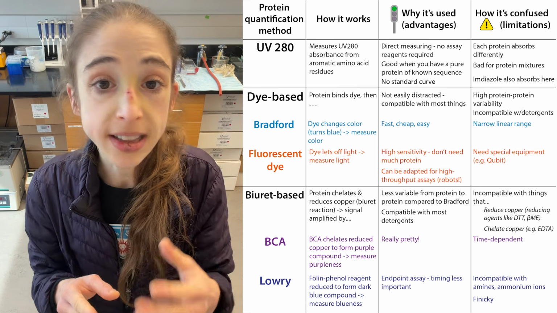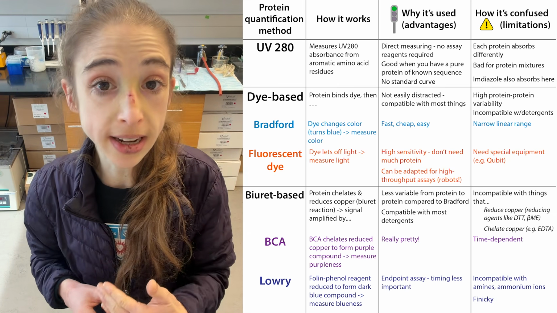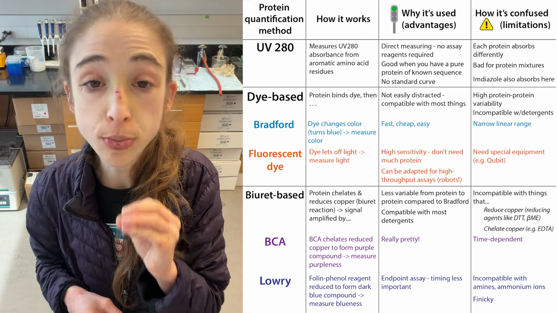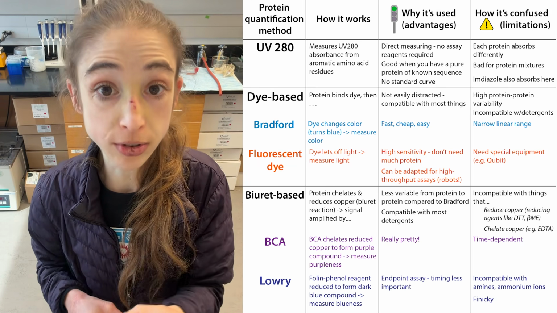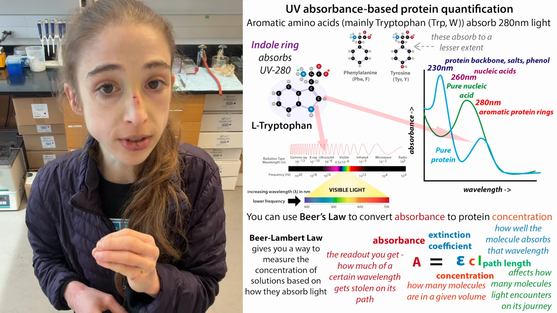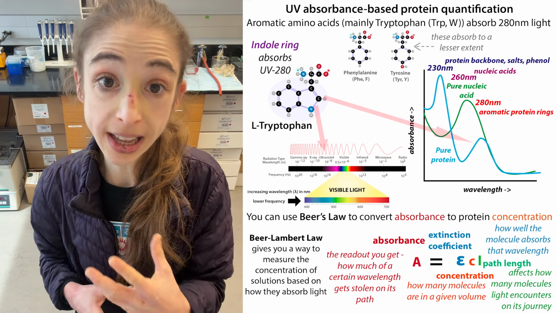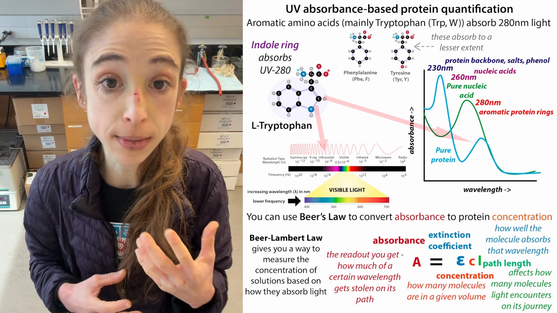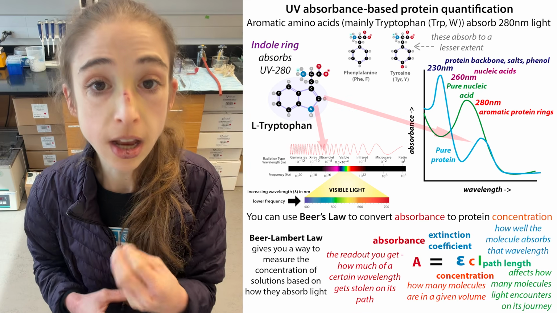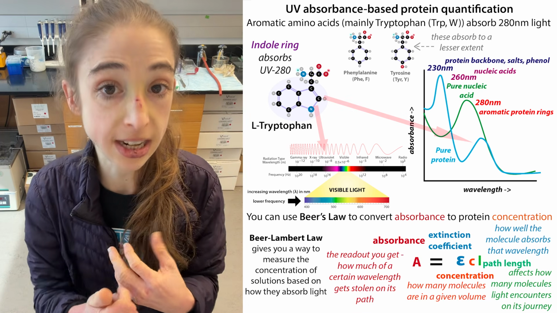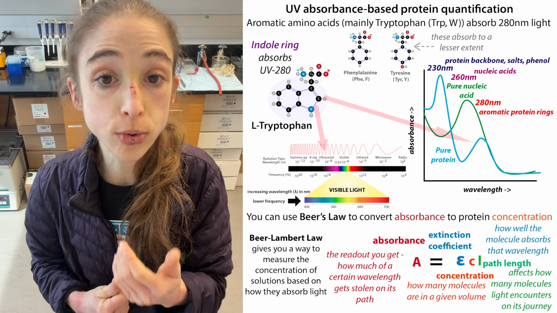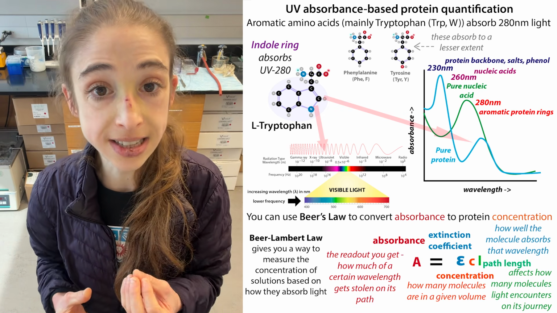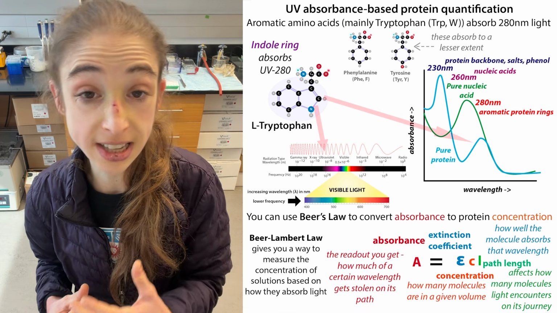So UV280 is just measuring the absorption of 280 nanometer light. This works really well if you have a super pure protein and you know what the protein is. Different proteins are going to absorb UV280 light to different extents because that absorption is coming from the aromatic amino acids of those proteins. Tryptophan, tyrosine, and phenylalanine are going to absorb the UV280 light, but different proteins have different numbers of those amino acids, and so they're going to absorb to different extents.